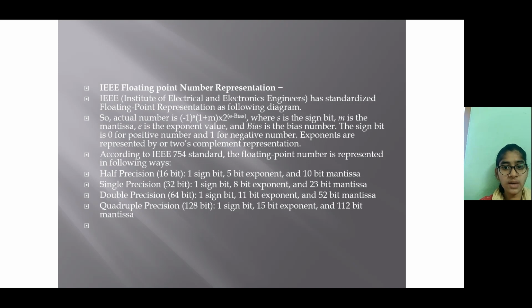According to the IEEE 754 standard, the floating point number is represented in the following ways: half precision, single precision, and double precision. Half precision is 16 bit, single precision is 32 bit, and double precision is 64 bit. 1 sign bit, 5 bit exponent and 10 bit mantissa for half precision. 1 sign bit, 11 bit exponent and 52 bit mantissa for double precision. 1 sign bit, 15 bit exponent and 112 bit mantissa.